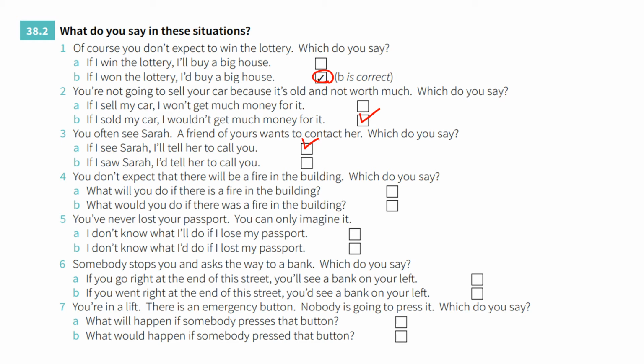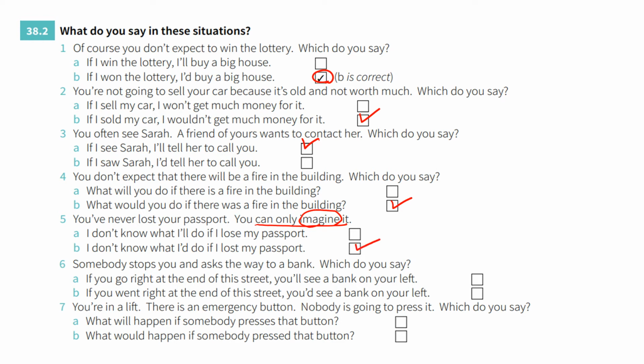If you don't expect that there will be a fire in the building, which do you say? What will you do if there is a fire in the building? What would you do if there was a fire in the building? Yes, B is correct. You've never lost your passport. You can only imagine it. So, I don't know what I will do if I lose my passport. Remember, this is imagination. I don't know what I would do if I lost my passport.